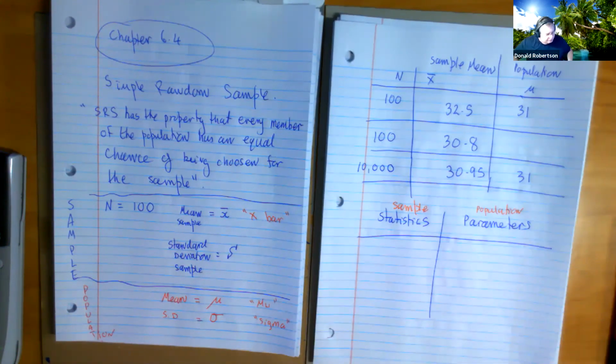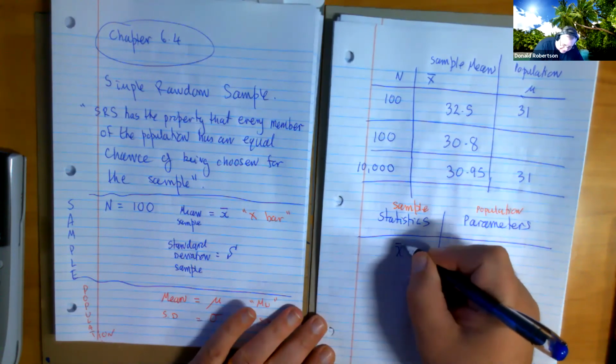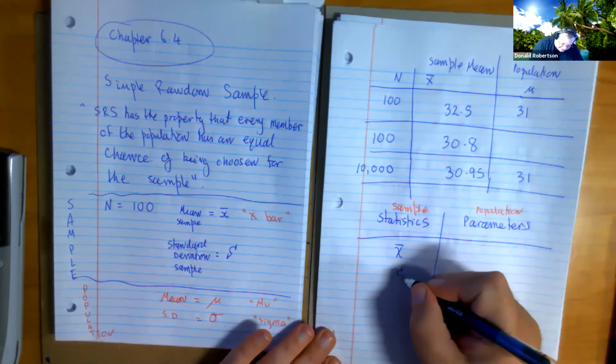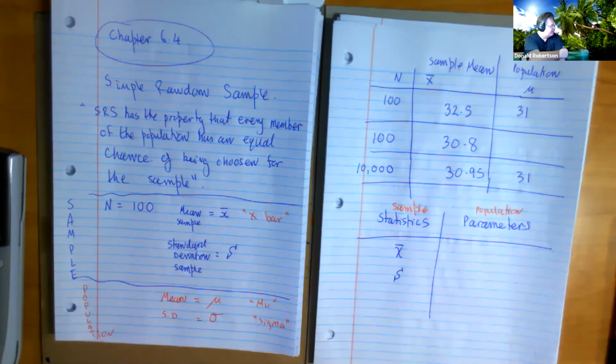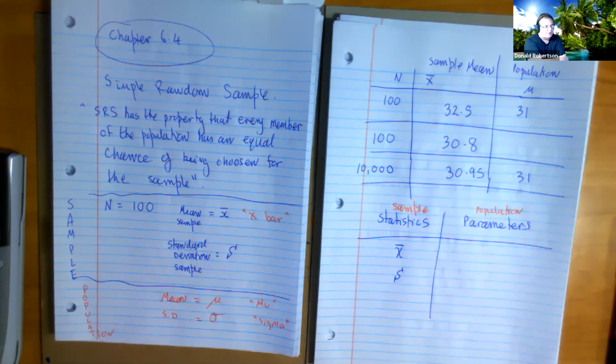So let's show you some examples of sample statistics. Is an X bar an example of a statistic? Isn't that just the mean of your sample? Isn't S an example, right? Oh, by the way, S, the standard deviation of your sample. That's an example of a statistic.